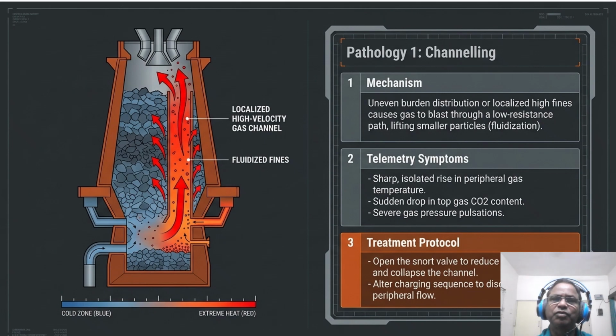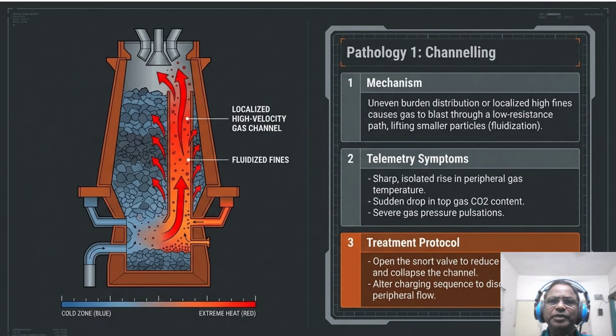So, number one is channeling. As we know, channeling occurs when gas blasts through a path of least resistance, that is, fluidizing fines. You will see a sharp rise in peripheral gas temperature and a sudden drop in top gas CO2. So these are the major indicators, and a person must look into those trends carefully to analyze the furnace clearly, or your alarm system must give us feedback regarding these.